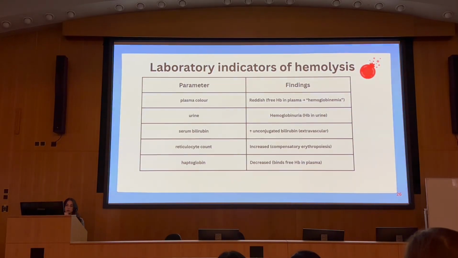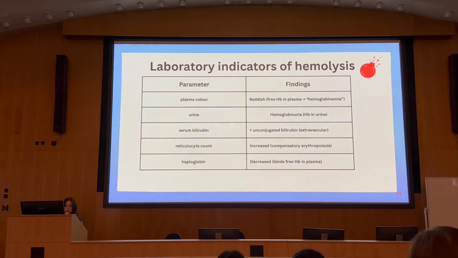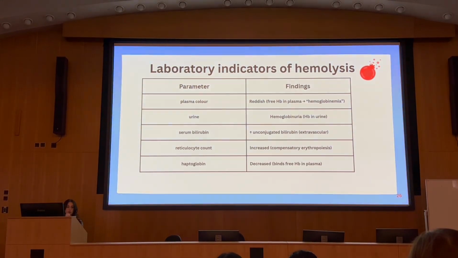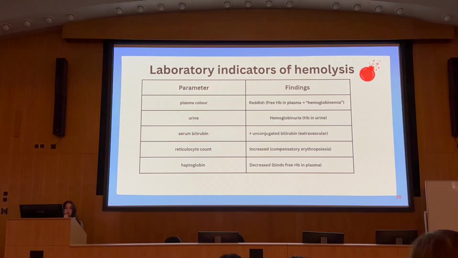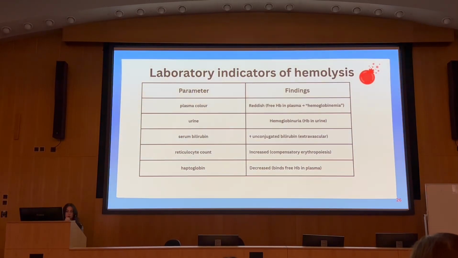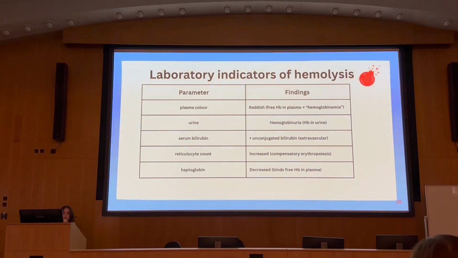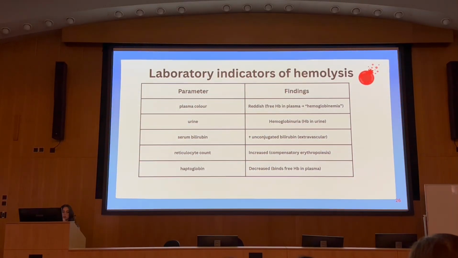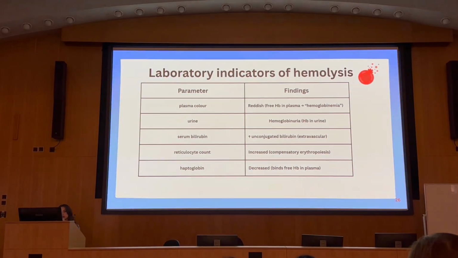And then we have laboratory indicators of hemolysis, things you would expect to find in a sample. First, the plasma color is going to be deeper, more red, because we know that hemoglobin is being released into the plasma, giving us hemoglobinemia. Second thing, urine. You're going to have hemoglobinuria, where you're finding the hemoglobin in the urine, and this is a sign of pathology. And then you have your serum bilirubin. It's going to be increased due to the increase in unconjugated bilirubin, and this occurs extravascularly. We'll get more details in a second.